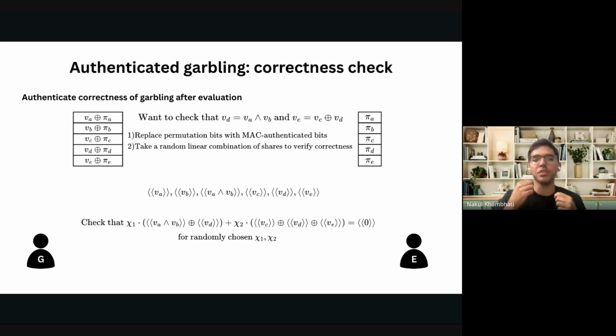So what you do is you first replace these bits in the protocol. So throughout the protocol now, instead of having a bit, you have an authenticated bit. That's what I've denoted in the double angle brackets here. And you use those, and then both parties sample these random values, chi1, chi2, and they check this single relationship. If this relationship holds, then over the randomness of chi1, chi2, with high probability, the individual gate relationships also hold. So your final correctness check just reduces to checking that one thing is an authenticated 0 bit, which is cheap to do. So that's the authentication after evaluation step.